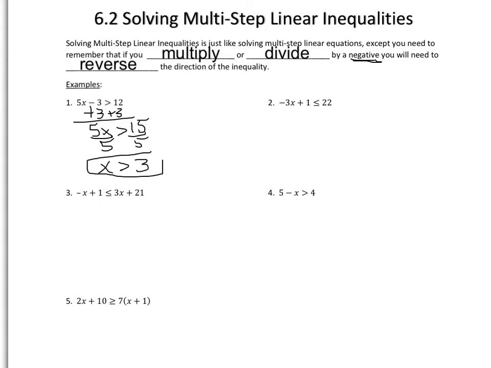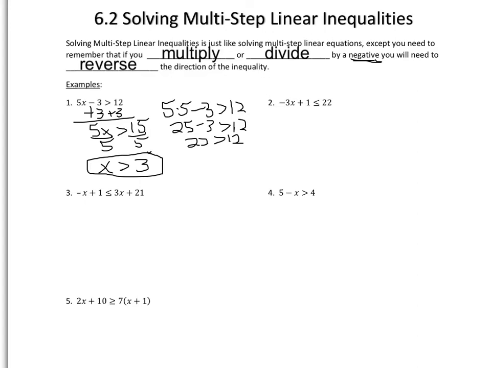So any number greater than 3 will work in that inequality to make it true. So like, for example, say 5. If you did 5 times 5 minus 3, it'll be greater than 12, which is 25 minus 3, so it's just 22 greater than 12. So any number greater than 3 will work. Okay, so let's look at example 2.